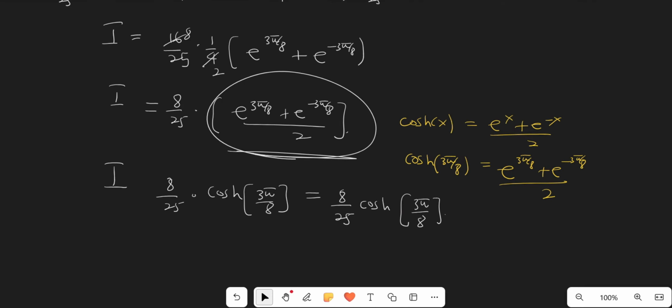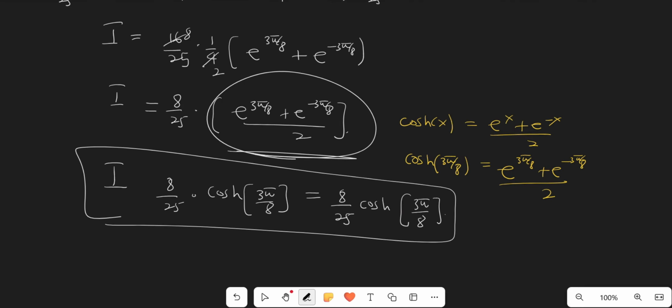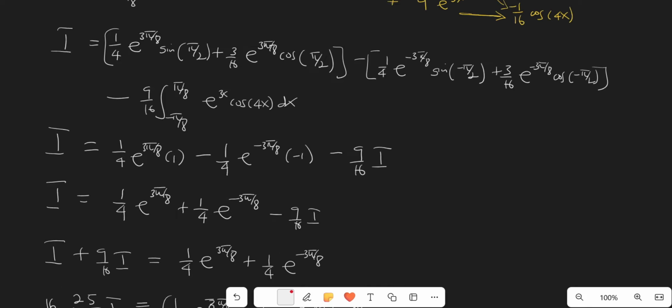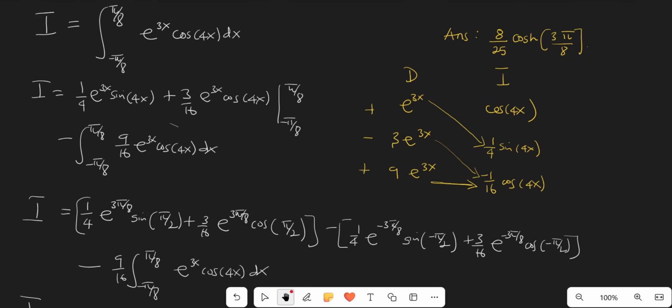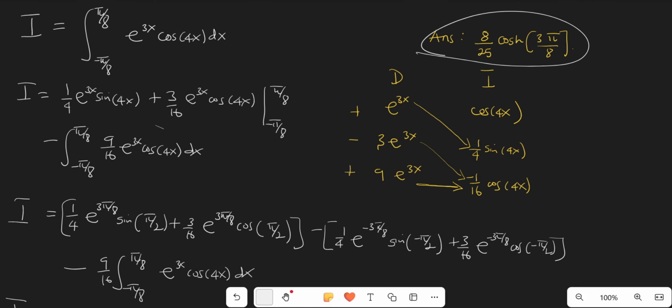That is the answer to our integral, 8 over 25 times the cosine hyperbolic of 3 pi over 8. So when we go to the top, we see that that answer matches the answer I gave in the beginning, which is this one, right? So when we solve this one, this should be the answer to our integral, and this is just by using integration by parts. So that is how I can solve this integral.